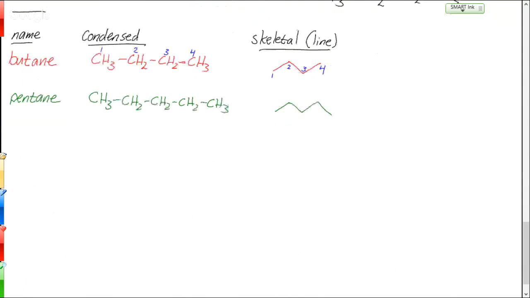So after pentane, we've got hexane, heptane, octane, nonane, and decane.